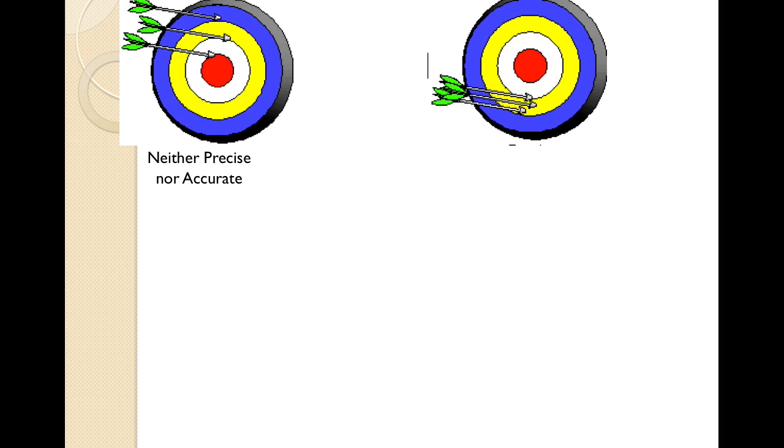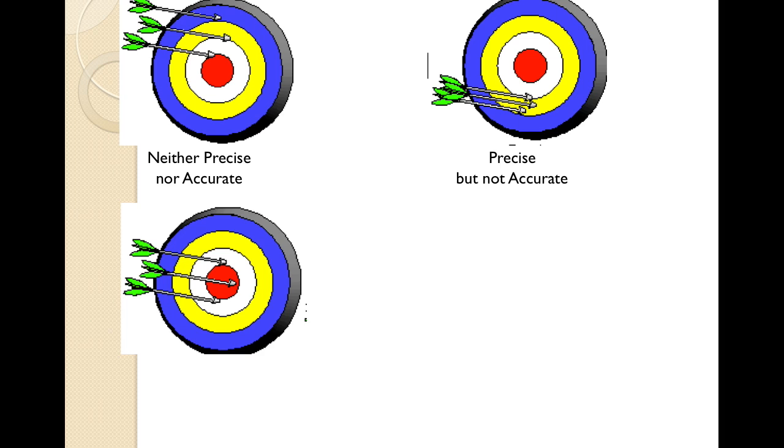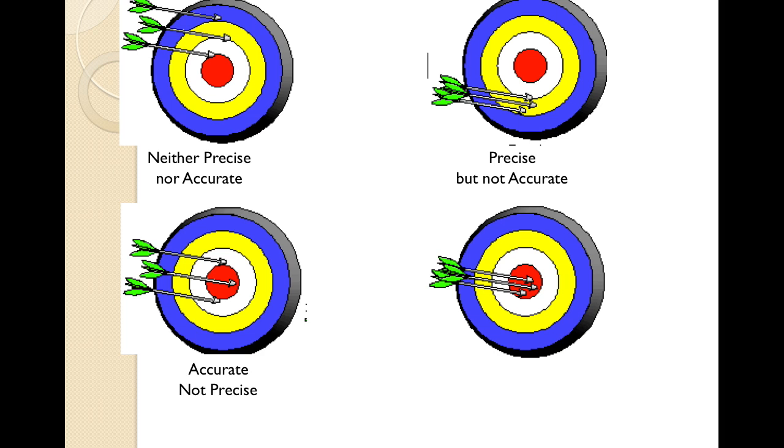So here we have neither precise nor accurate, so it's off on all counts. Over here we have precision but not accuracy. And down here in the third picture we have accuracy but not precision. And of course the ideal is going to be to get to the point where the arrows are both accurate and precise. So our measurements are both accurate and precise.